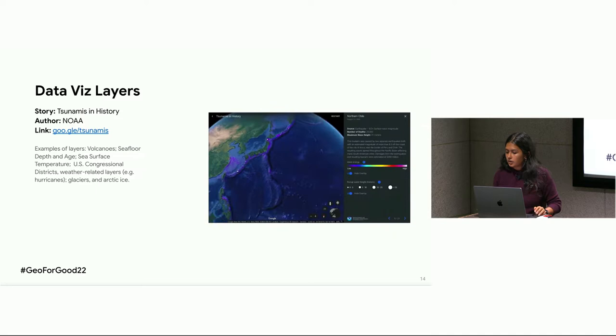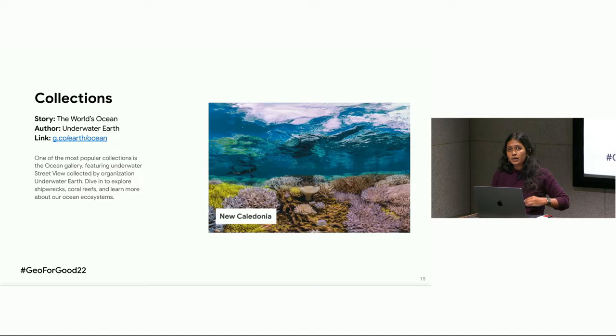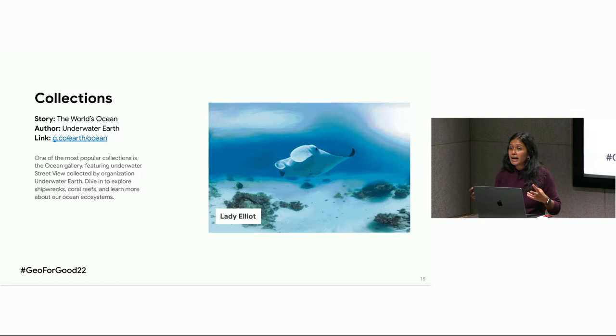And last but not the least is collections. If you go to Voyager right now, there's a great collection of street view imagery that we already have. And what we've done is we've compiled them thematically.